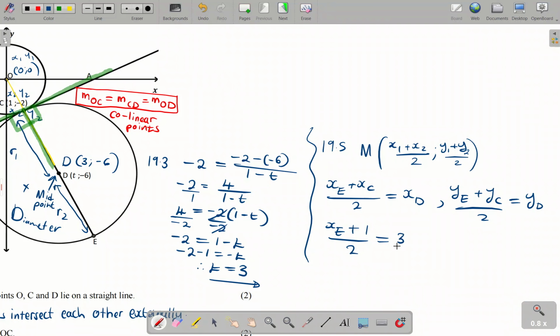To solve this, you do the cross multiplication. 3 times 2, 6 is equal to xe plus 1. Take this to the left. Therefore, xe is 6 minus 1, that's 5.